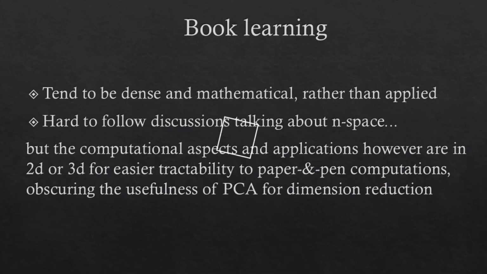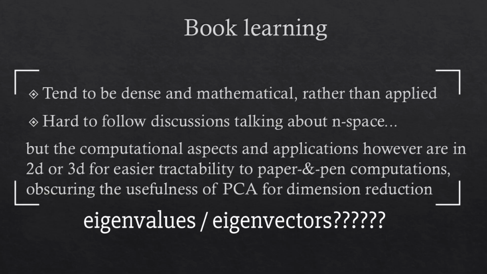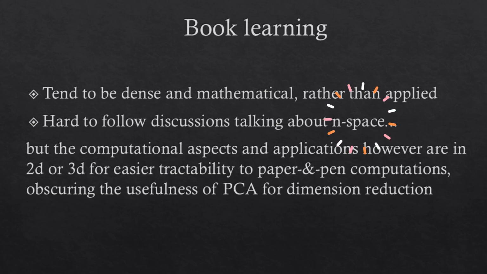For example, the discussions of eigenvalues and eigenvectors appear to be the toughest hurdle, since it's hard to imagine n-space or even working the n-space computations for actual applications. Most pure theory approaches stop at 2-dimensional or 3-dimensional space to compute eigenvalues and eigenvectors to make the discussions tractable to paper and pen computations.